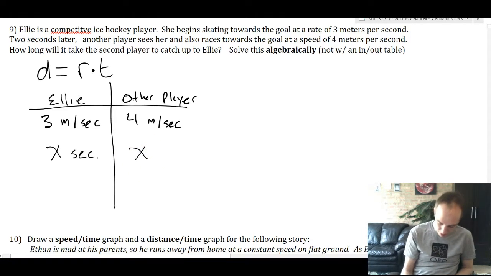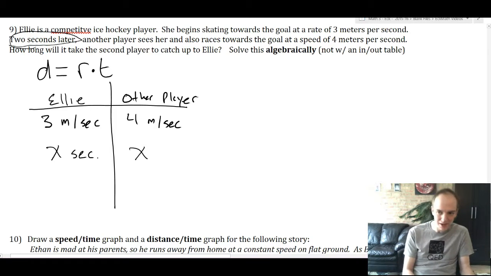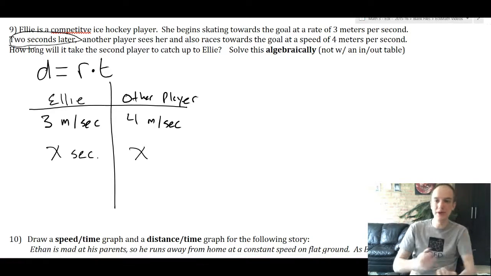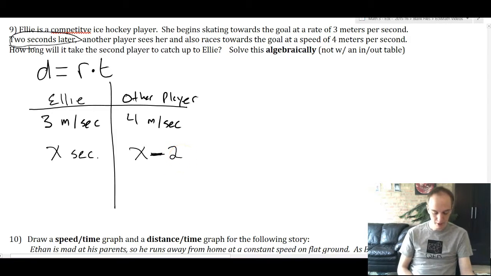time. So we need to look at this player, and it says 2 seconds later. So if the other player is observing Ellie at a later time, that means that as she starts going towards the puck, she's going for less time. So this other player, the amount of time they're traveling can be expressed with the expression X minus 2. All right. That's all the information from the story.